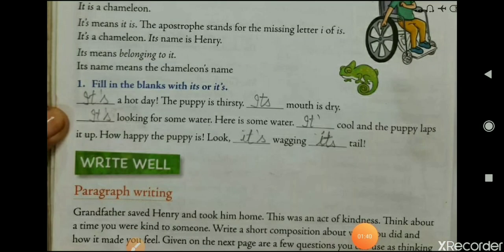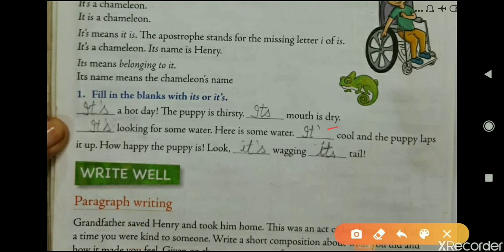It's cool and puppy laps it up. So here you have to write it apostrophe s. How happy the puppy is. Look, it's wagging its tail. Here it is wagging its tail. Whose tail? Puppy's tail. Okay, so look, it's wagging its tail. Here apostrophe s and here its. Okay, so you have to complete this exercise also in your book.